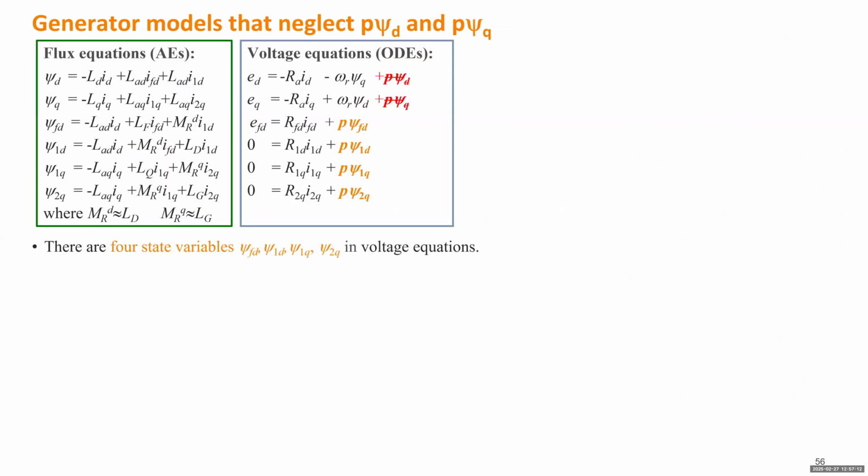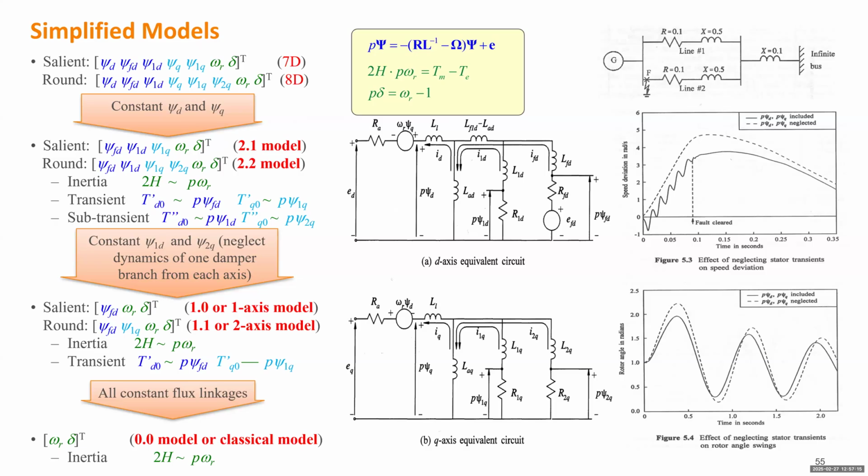Okay. On Tuesday, we went through some typical models of synchronous generators. We start from the most detailed model for round rotor, which has 6 flux linkage state variables plus 2 state variables from the swing equation. So in total we have 8 state variables for the round rotor generator. And for the cylindrical rotor generator, we can remove 1, so we have 7 state variables.